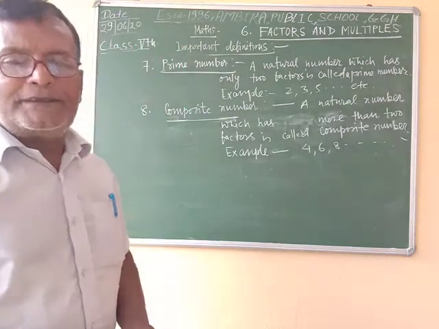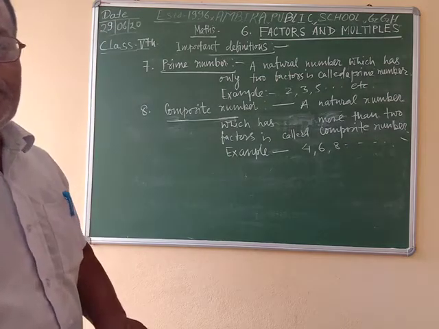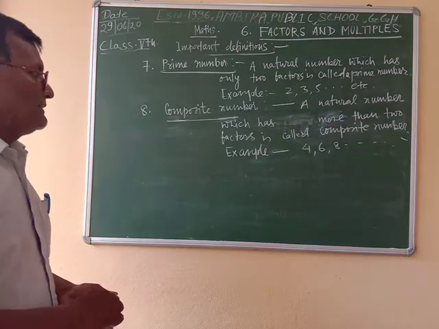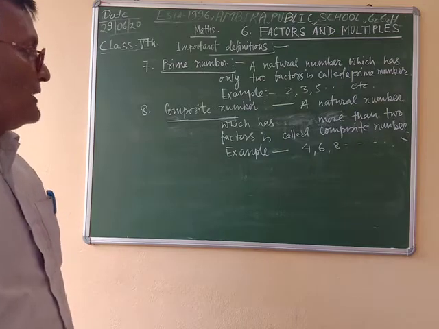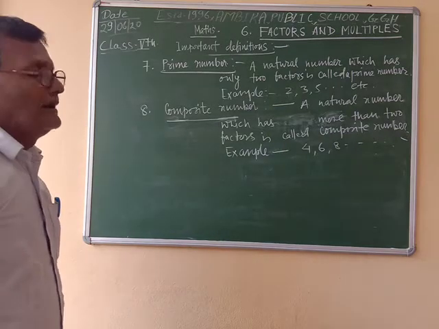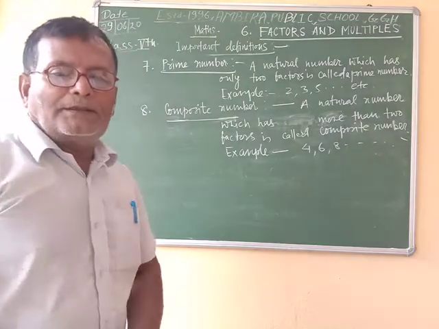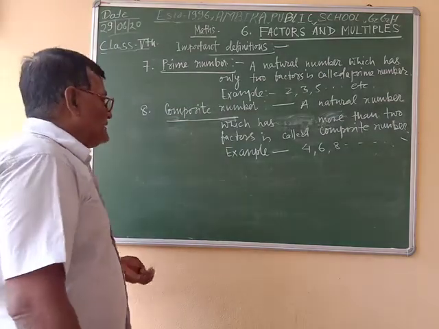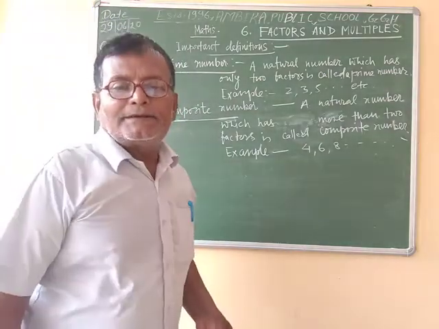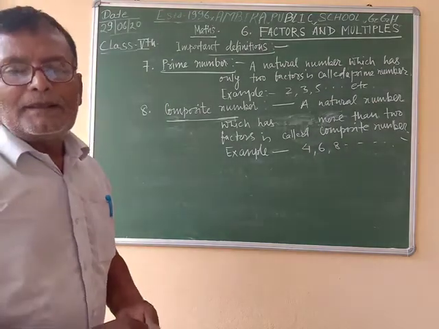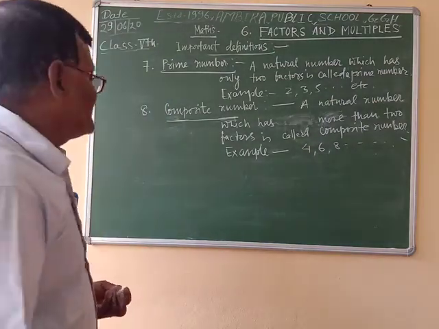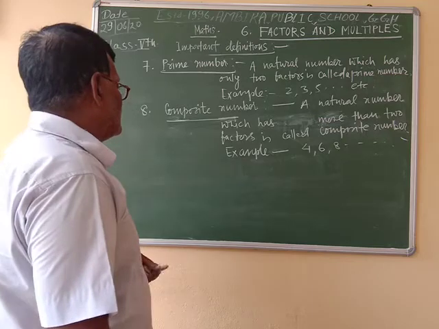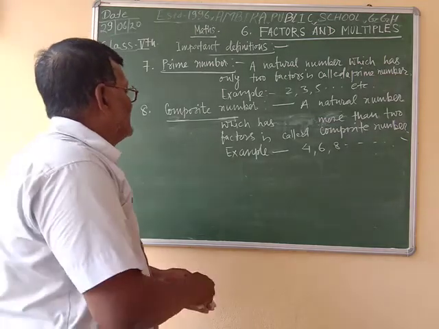5, 10, 15, 20, 25, all are multiples of 5. Because if we multiply 5 by 2 it is equal to 10, 5 by 3 is equal to 15, 5 by 4 is equal to 20, so all are multiples of 5. And a factor of a number is an exact divisor of that number. Here 40 is equal to 8 into 5. So 5 and 8 are factors of 40.